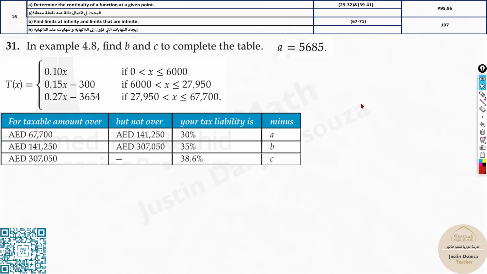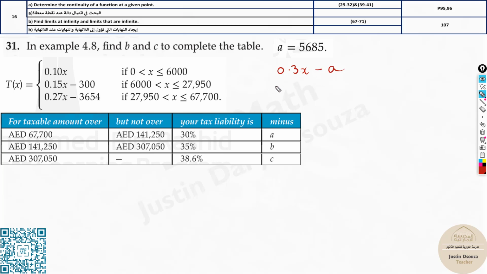In this problem here, we have to continue from example 4.8. In the example 4.8, we basically solved the A value from this table. Now, these are the given values. You have the equations, and the remaining equations you need to solve by yourself. In the sense, it's just very simple. Your tax liability is given as 30%, which is say 0.3. In percent, 30% is 0.3 x minus this value a.